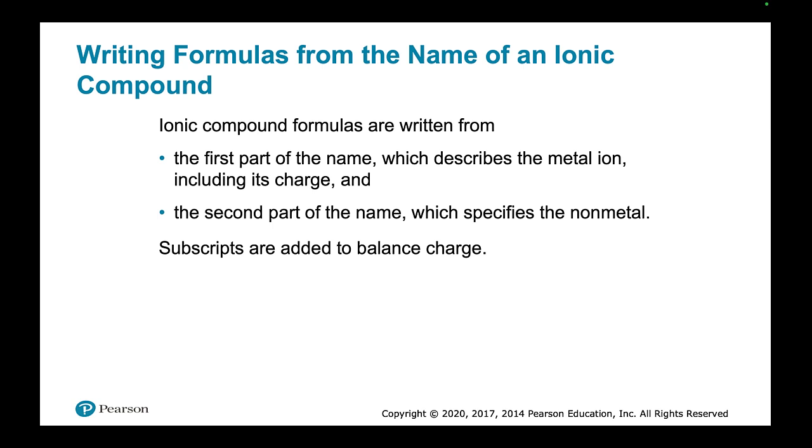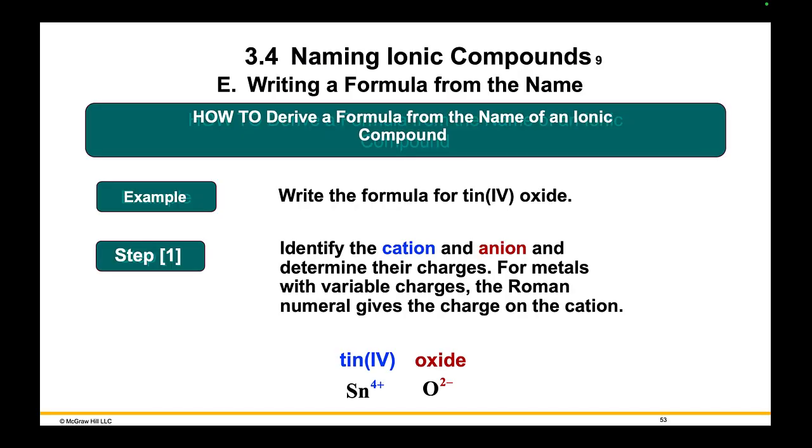So in the first part of the name, you're going to describe the metal ion, including its charge, and the second part of the name is going to specify the nonmetal, and our subscripts are added to balance charges. And so when we do that, in this example, we want to write the formula for tin 4 oxide. And so this is going to walk us step by step through that. The first thing we want to do is identify what our cation is and what our anion is. Our cation is always going to go first, and our anion is going to go second.